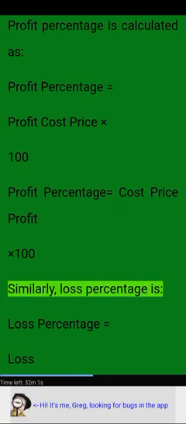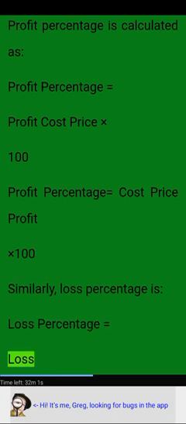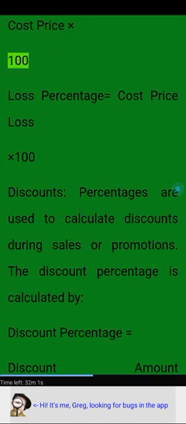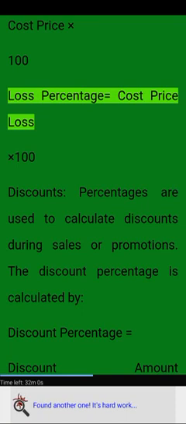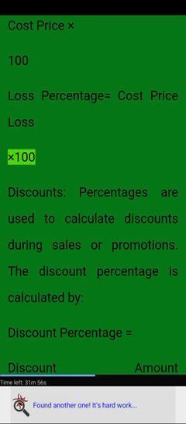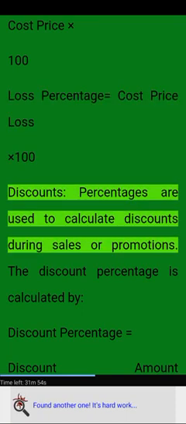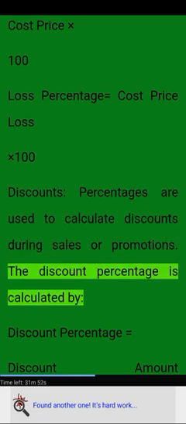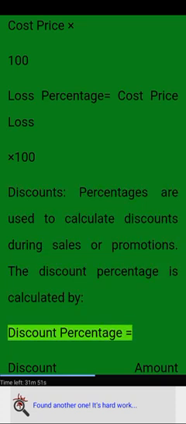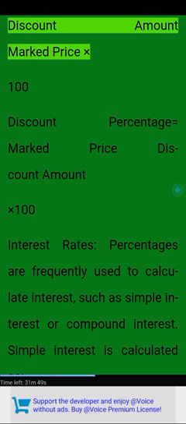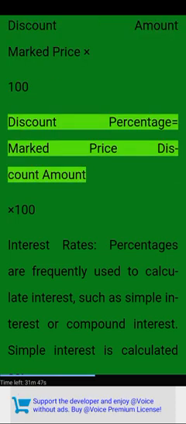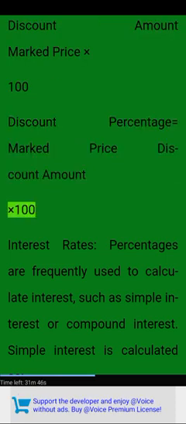Similarly, loss percentage equals loss/cost price times 100. Discounts. Percentages are used to calculate discounts during sales or promotions. The discount percentage is calculated by discount percentage equals discount amount/marked price times 100.